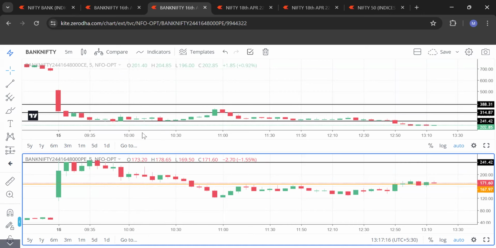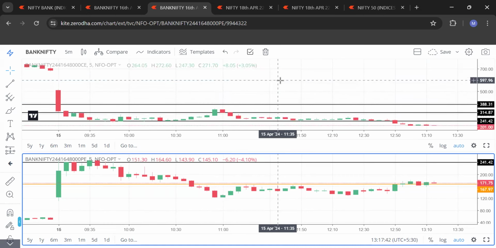Sorry, 236. Having found the fortune candle also, you can keep a buy at 241.42, and what I want to show you, you got it. At 241.42, it straight away went to 314. Straight away. 314. Okay.